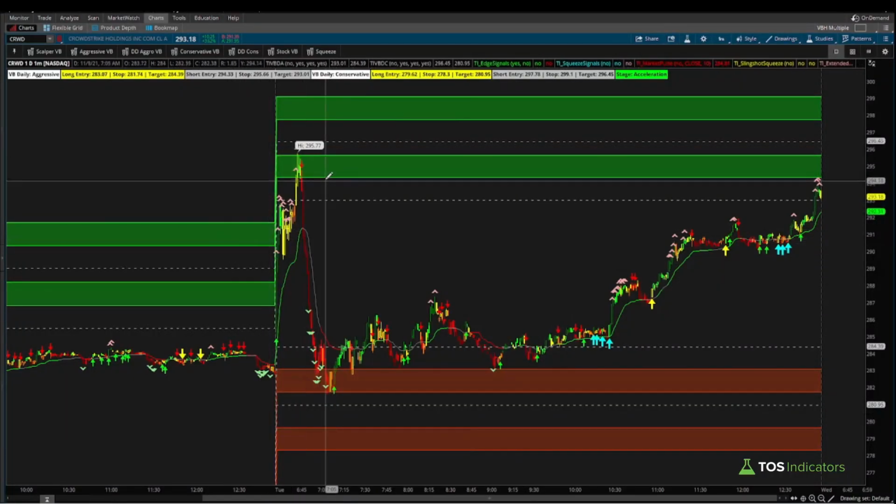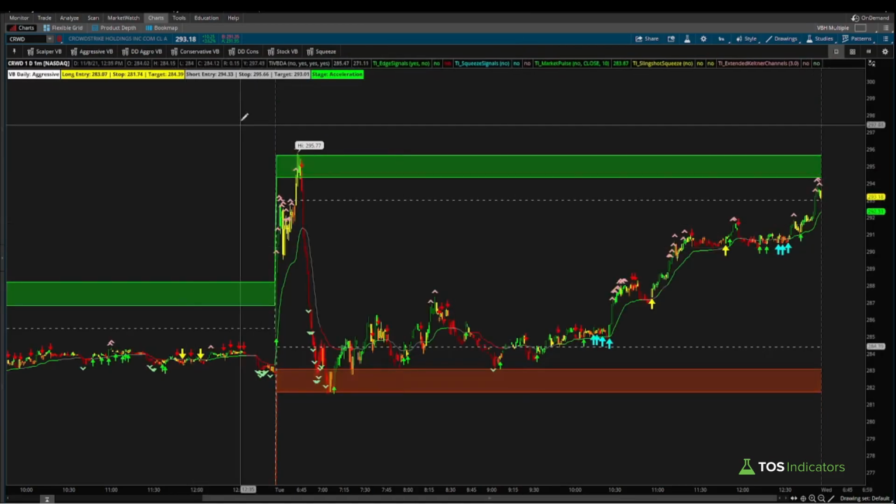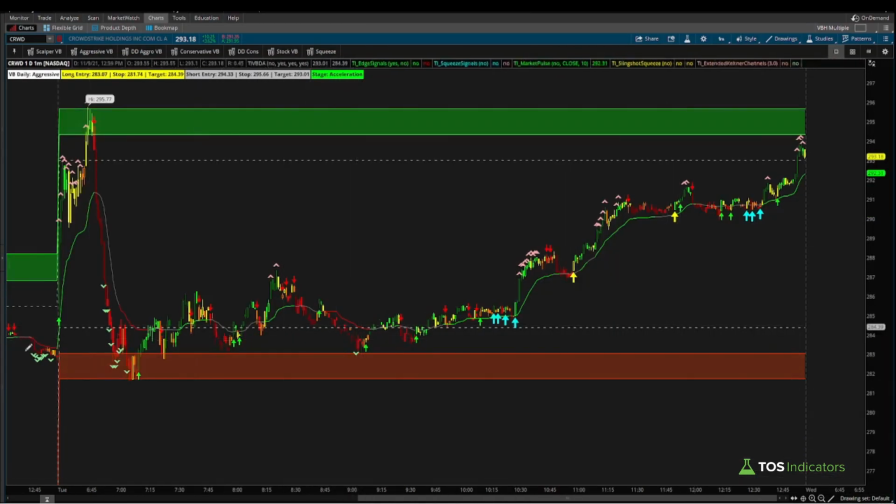Now, if I come into Thinkorswim, you'll see I already have both our aggressive along with our conservative volatility box loaded in. We're going to be using just the aggressive, so I can remove the conservative here, click remove. Perfect. Okay, so now let's zoom in a little bit more.